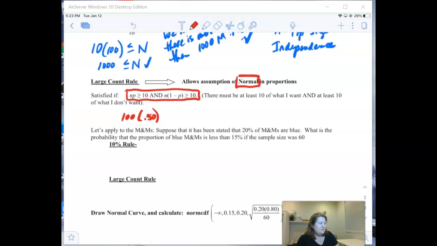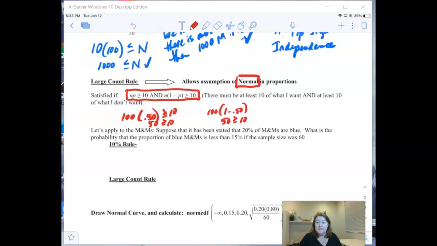All right, so if it's 50%, then I could look at that and say, is that going to be more than 10? Well, this is going to be 50, right? That's more than 10, we're good. And then I also have to check the other half. So 1 minus 50% is still another 50. So we're also good on how many are blue and how many are not blue. Now that 50% I just made up, right? They would have to give us information about what the proportion is of blues, either in the entire population, which why would we know that, or in our sample.